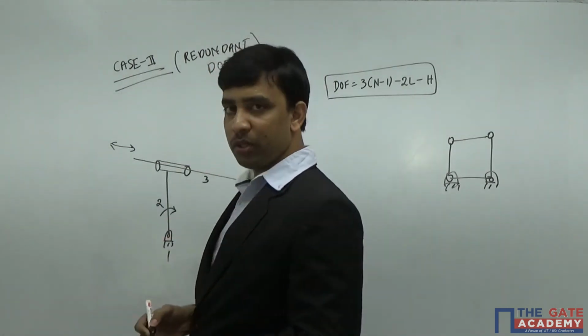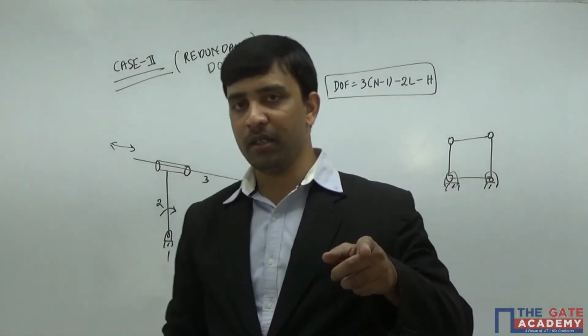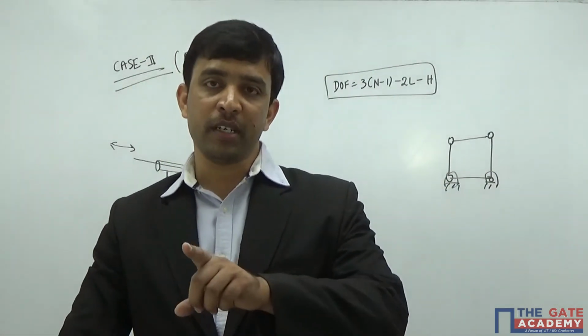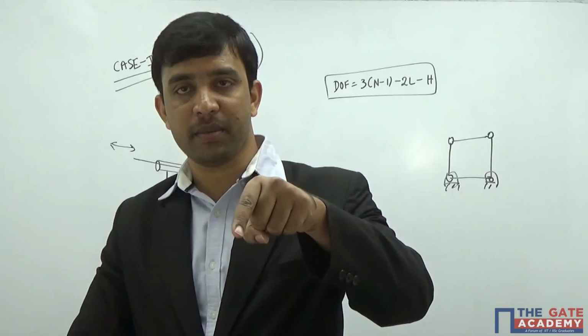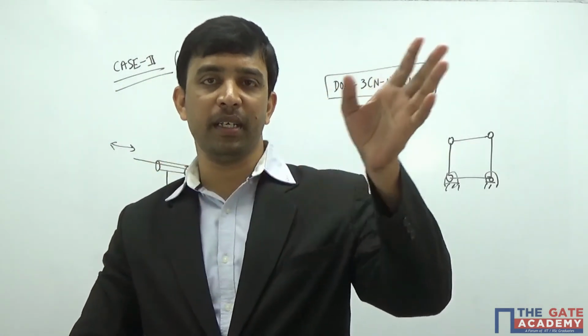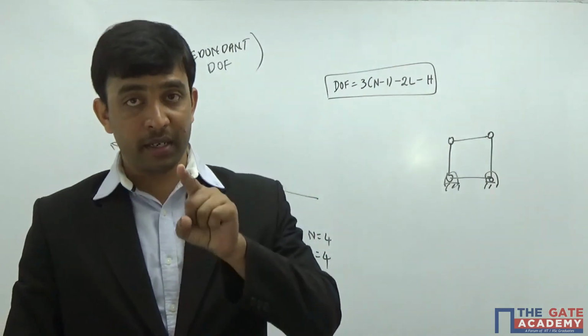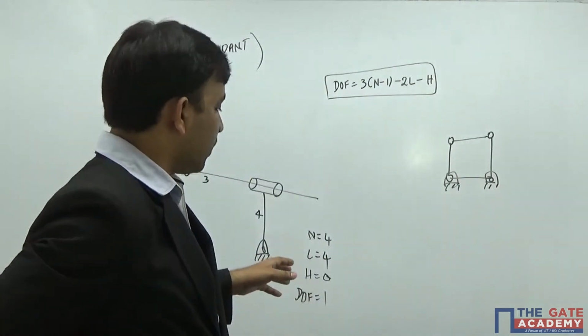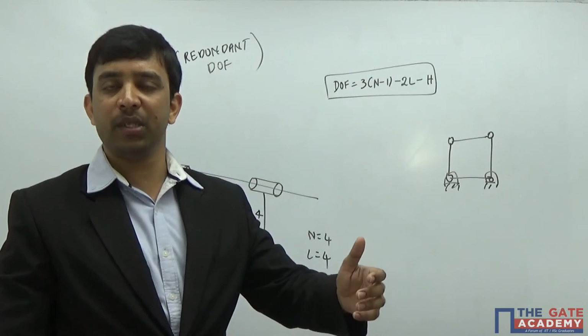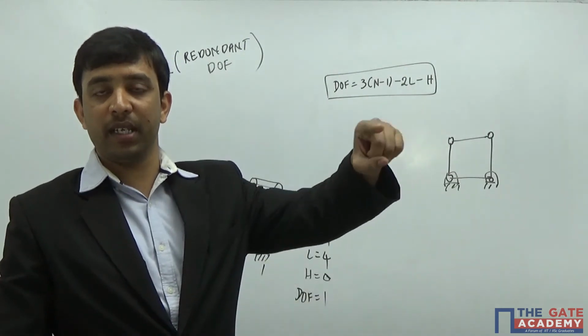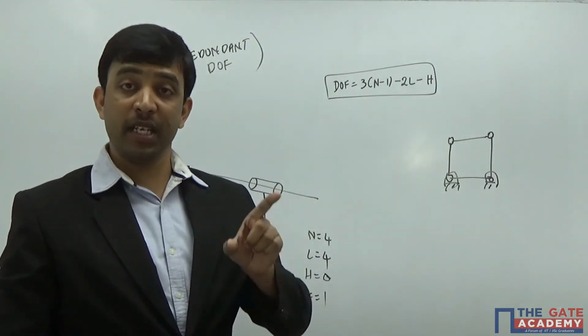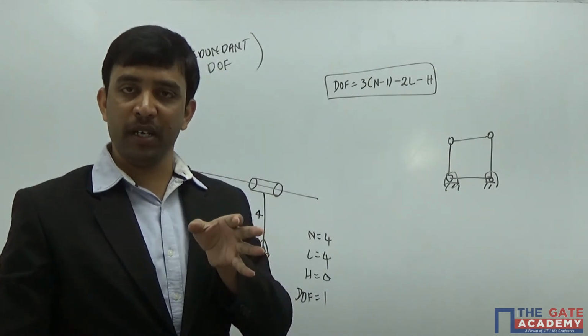There are 2 cases. Case 1 is a redundant link. A redundant link is one which does not introduce any extra constraints inside the mechanism. So you can eliminate that link, then calculate the effective number of links, effective number of lower pairs, and effective number of higher pairs. And the second case is a redundant degree of freedom. It's nothing but some of the links you can move inside the mechanism without giving any motion to other links of the mechanism. Such links are said to have redundant degree of freedom.